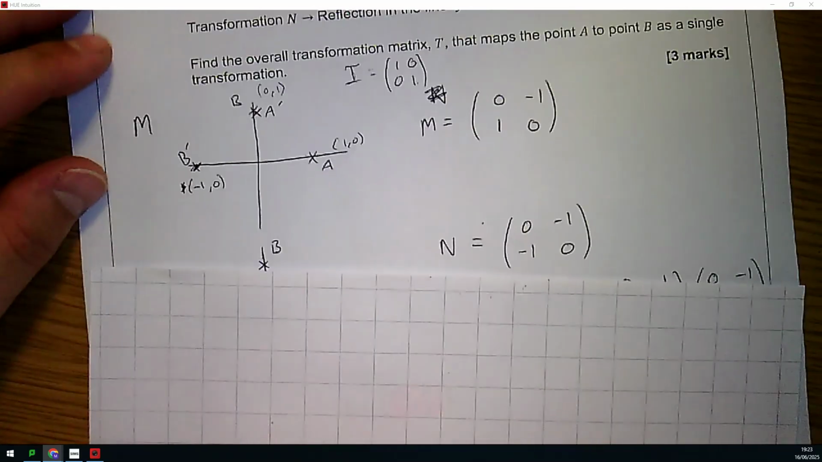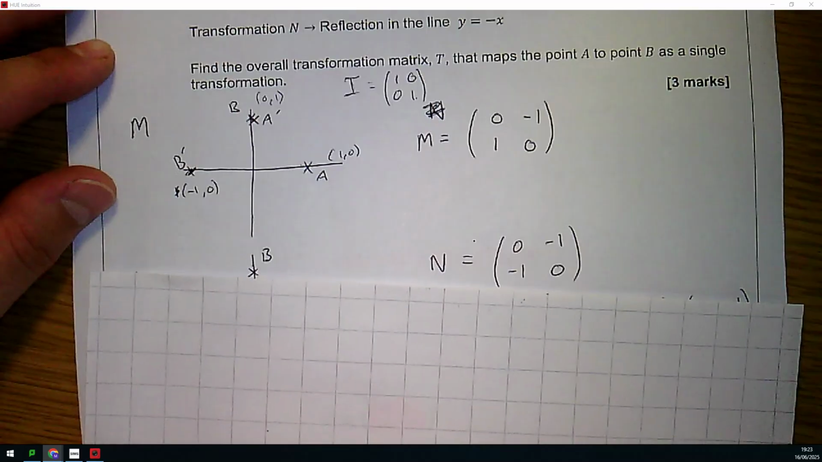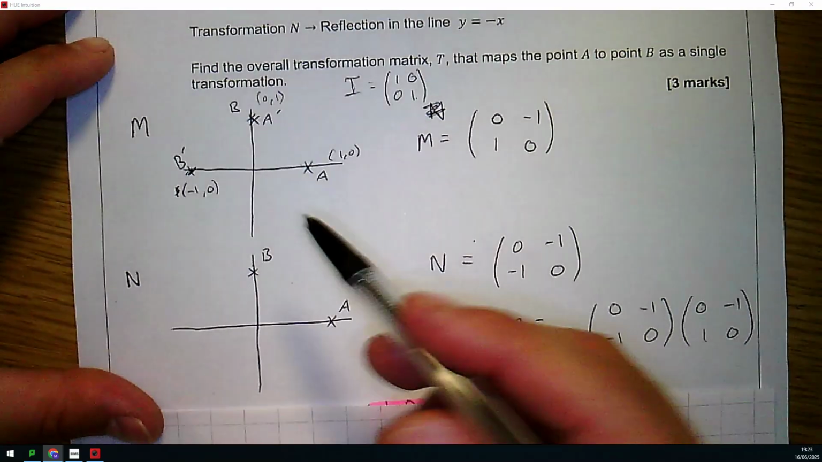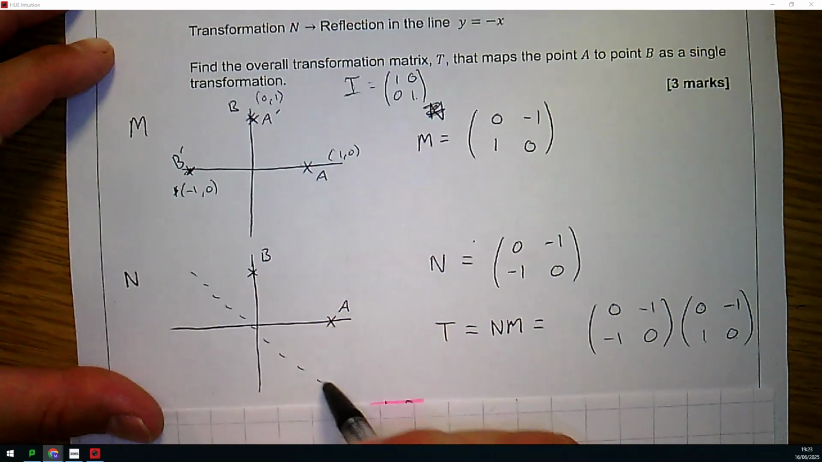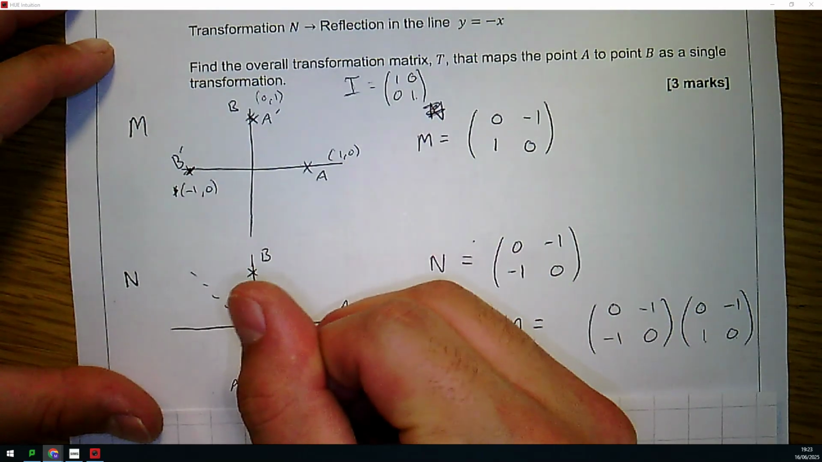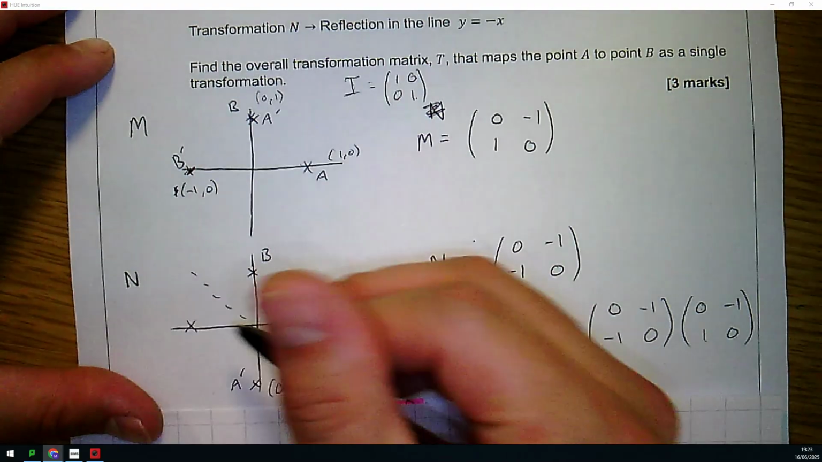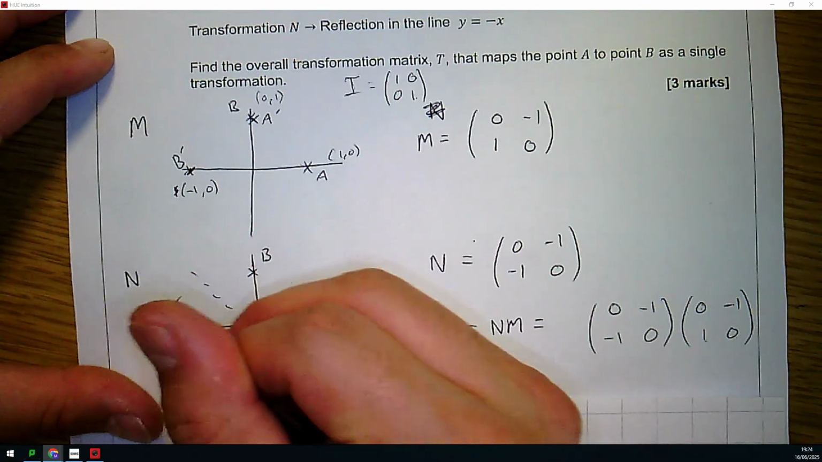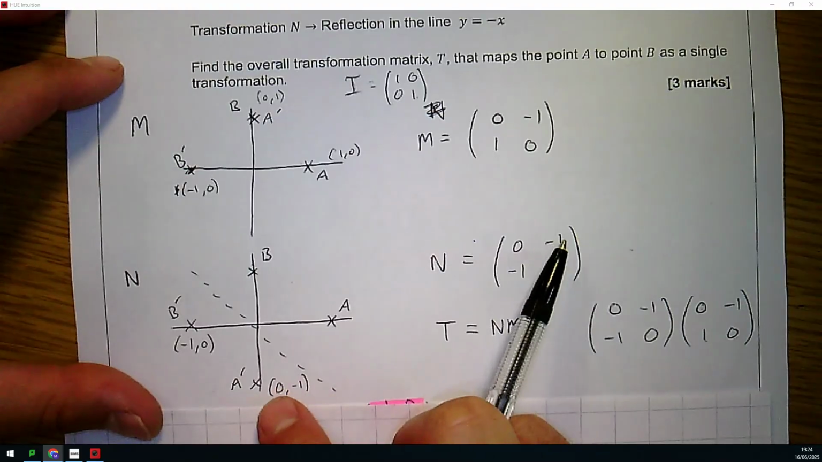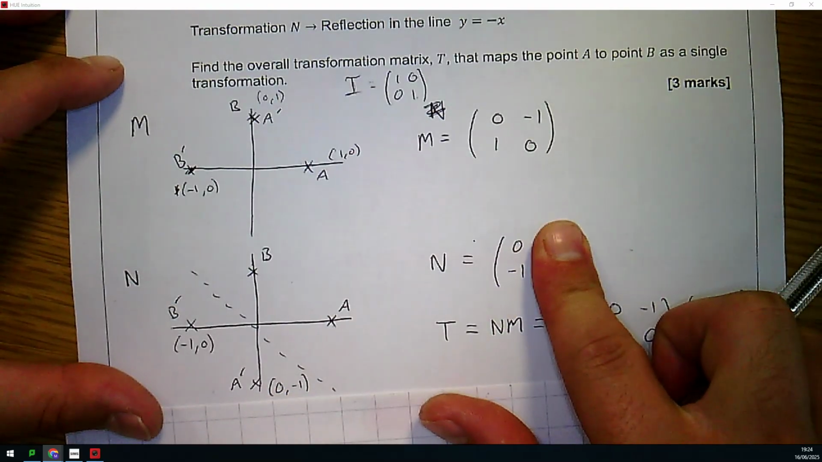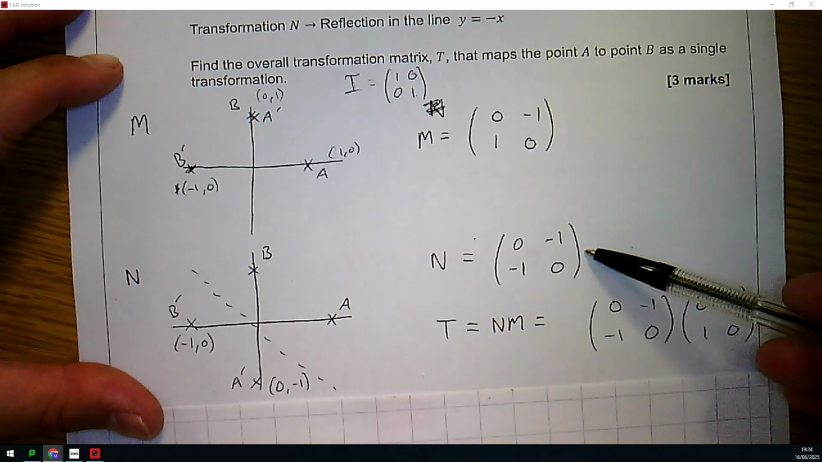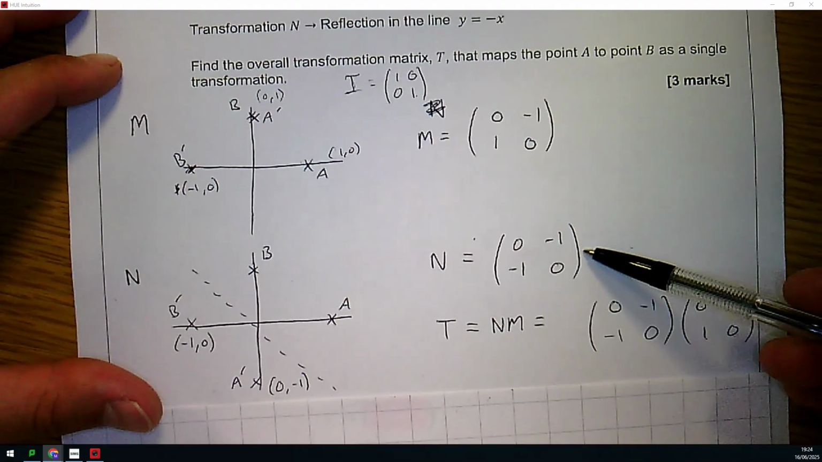We can do the same thing for a reflection in the line y equals negative x for N. Start with A and B. We're going to reflect them in the line y equals negative x, which is that line there. A reflects to here, which is A prime, and that's the point 0, negative 1. B reflects here. That becomes B prime, and that's the point negative 1, 0. So my transformation matrix is the column vector of A prime, which is 0, -1, and the column vector of B prime, -1, 0. And that is the transformation matrix for a reflection in the line y equals -x.